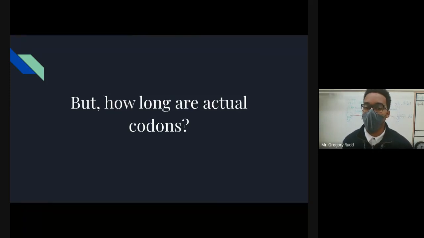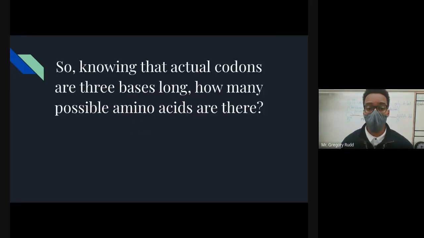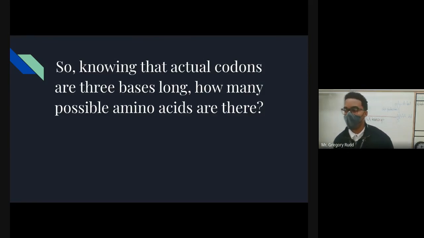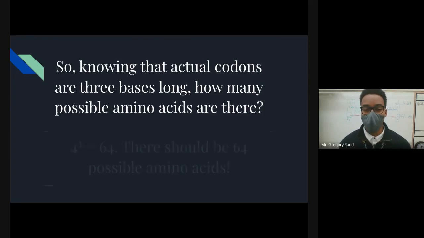But how long are actual codons? How many bases do actual codons have? Good. Actual codons have 3 nucleotides. They are 3 bases long. So that means how many amino acids are possible if you do that math using the rule we just came up with? 64. Oh, you're good at math, Lexi. I didn't realize you're this good at it. So yeah, there would be 64.